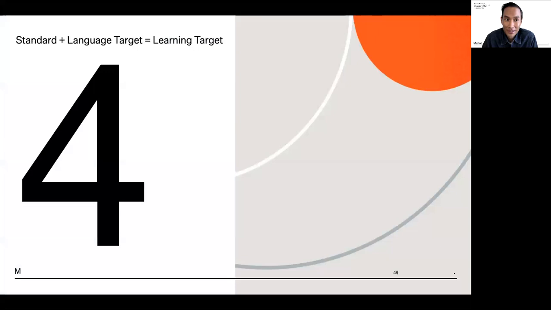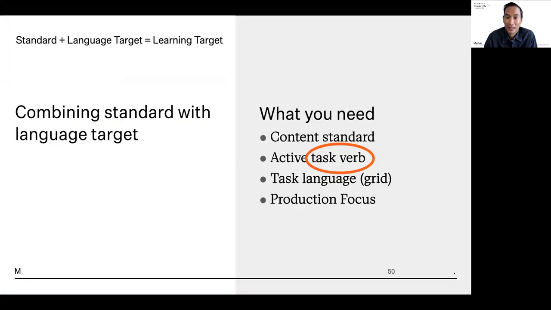Great, so now, how do you combine the standard with the language target to get one learning target? What you need is your standard, obviously, and an active task verb. I'm going to share with you a grid that makes your life easier to do this, and the production focus. Okay, that means, are you going to have them speak it or write it?